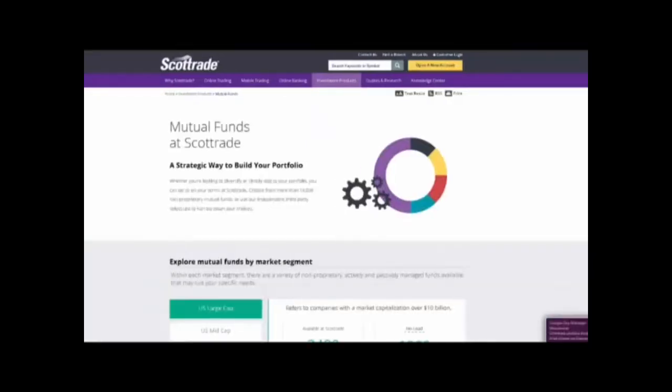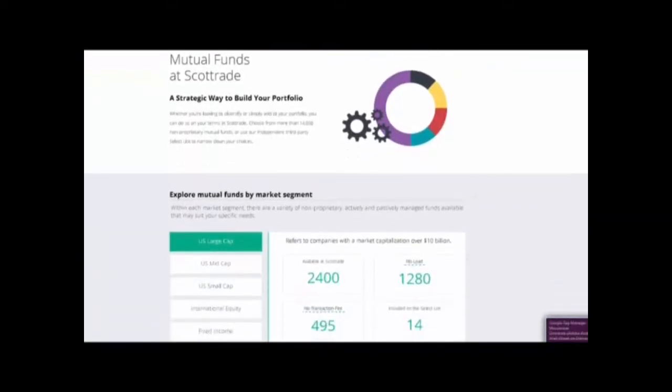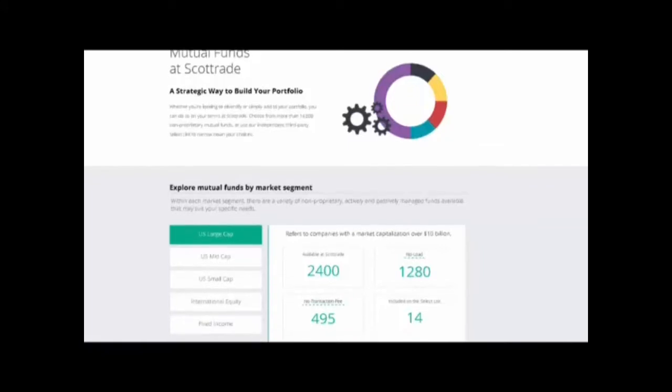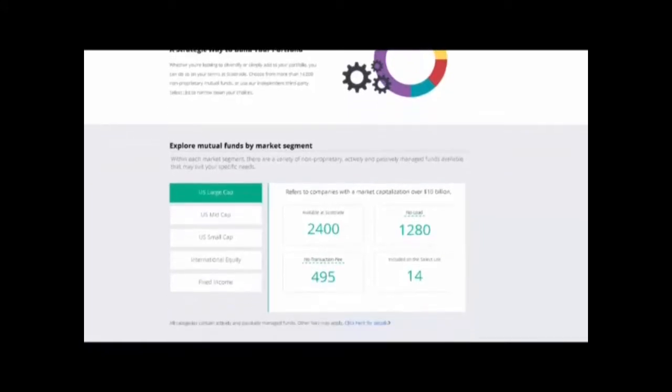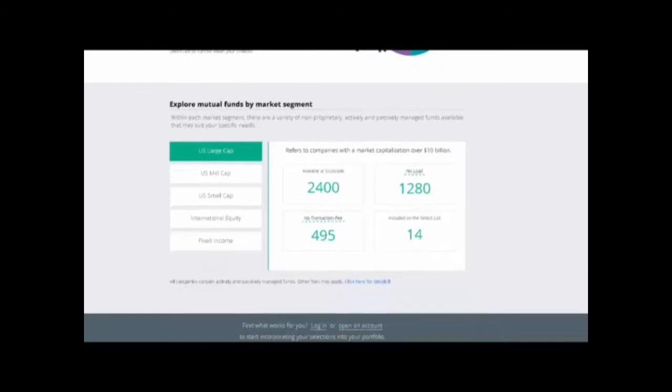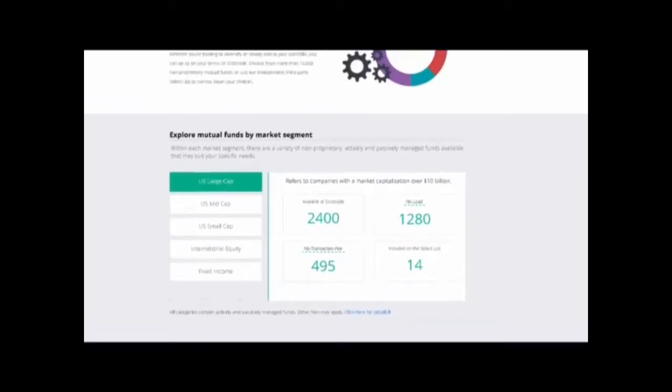Now we'll move on to mutual funds and Scottrade. Mutual funds can be a good investment vehicle if that's your investment strategy. On Scottrade, you can browse mutual funds by market segment. What does that mean? The market segment is the type of market, such as retail versus clothing, and so forth and so on. U.S. mid caps, U.S. large caps, that's U.S. capitalization, meaning how much capital the company has.